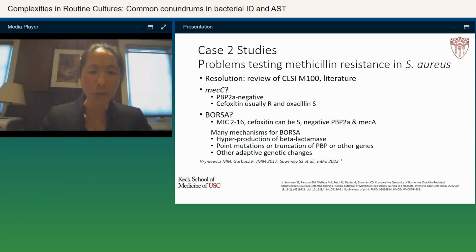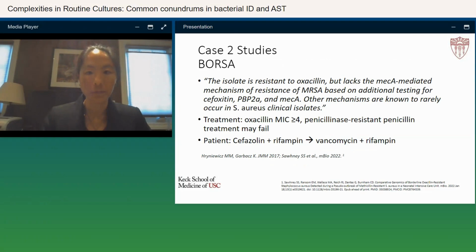Okay, so of the many mechanisms described and discovered, some are mentioned here. Hyperproduction of beta-lactamase has been found in some BORSAs. Point mutations and truncations of expression of the penicillin binding protein of Staph aureus, or other genes controlling that, have also been described. So it seems like it's a variety of different adaptive genetic changes that Staph aureus can develop to be a little bit more resistant to oxacillin. Okay, so in this case, it was a bit trickier.